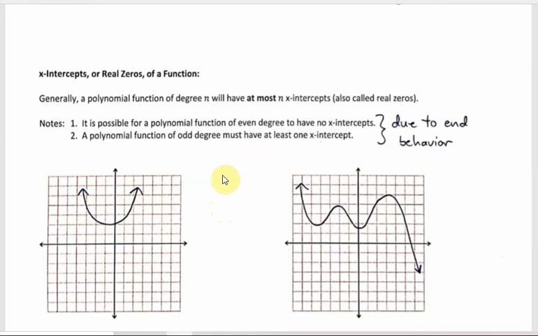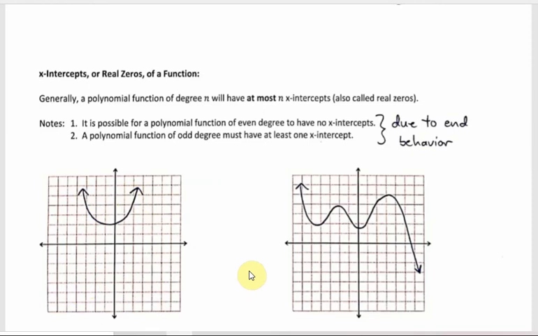The most you could have would be 2, right? Which would be for any parabola, because you could have a parabola that went like this, that could cross the x-axis twice. But it is possible to have less than 2 intercepts. I just wanted to point out that for even functions, you can have 0. You could have one that opens upward that's entirely above the axis like this. You have one down here that opens downward, and then you would also have no x-intercepts.